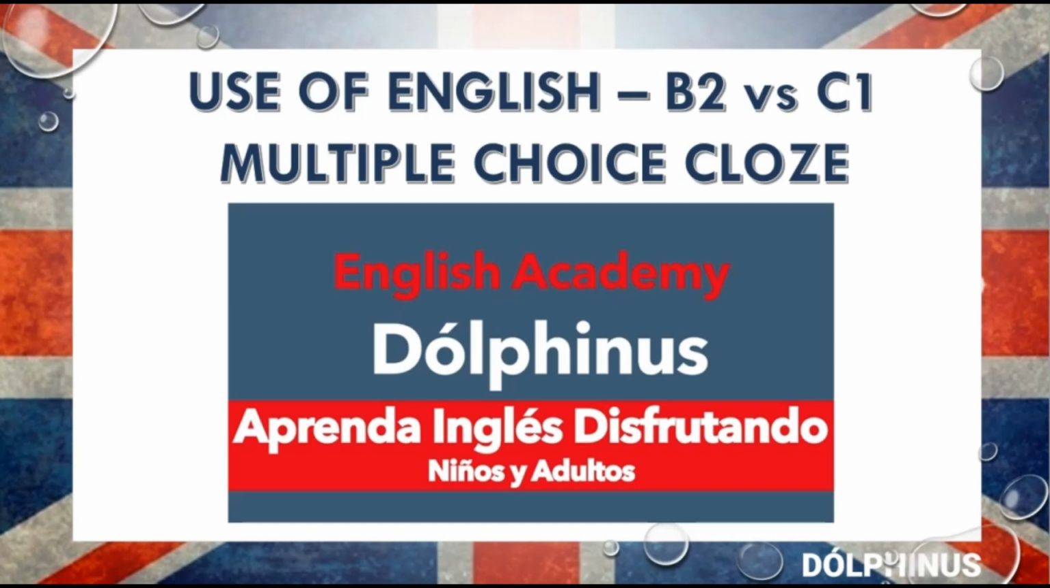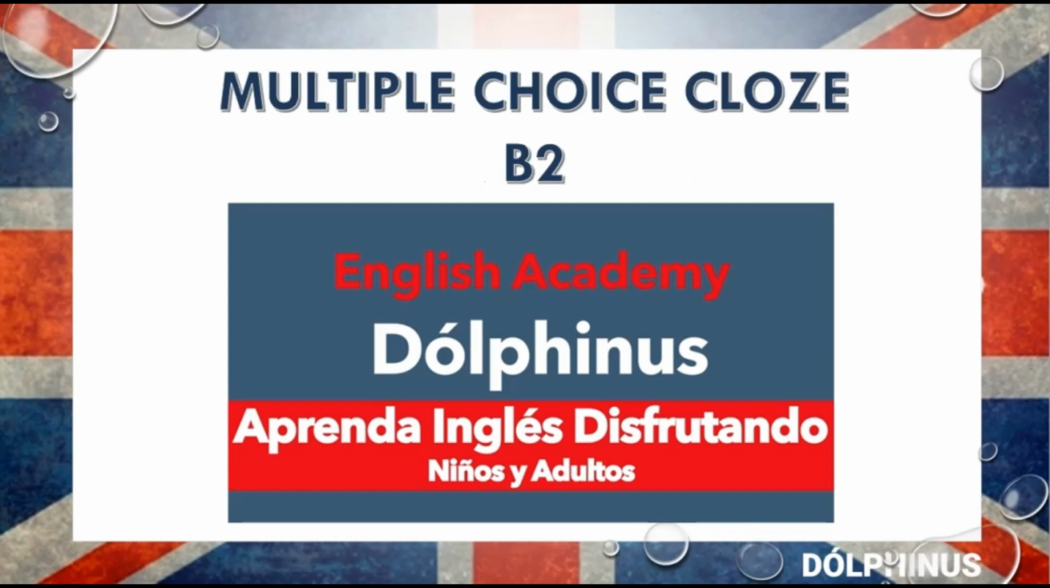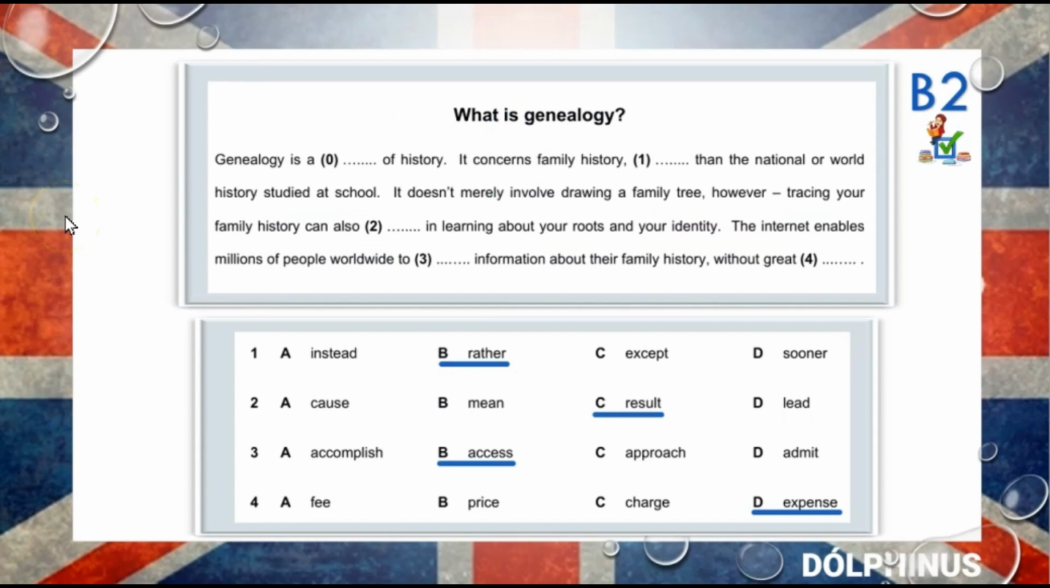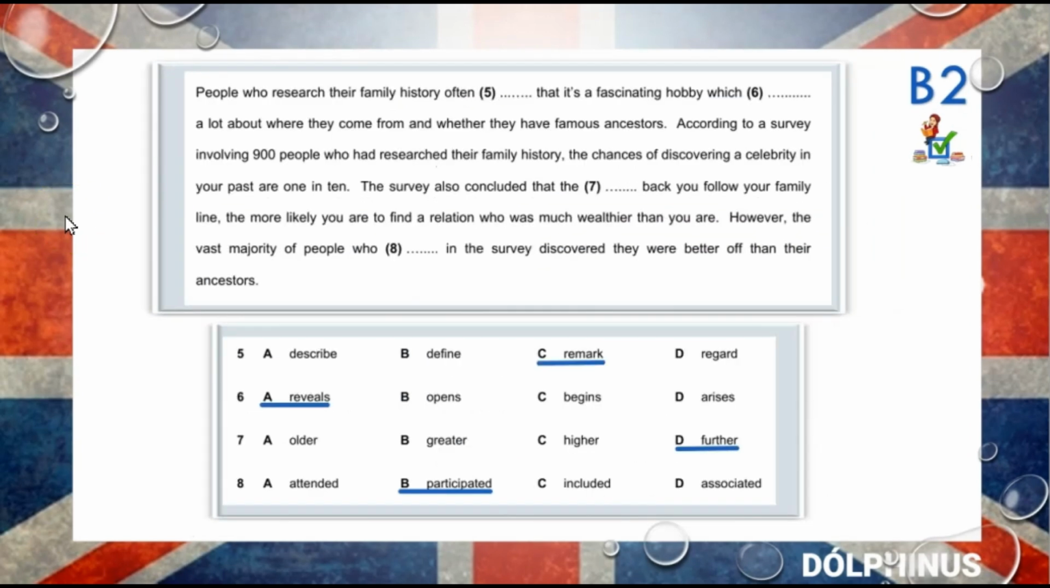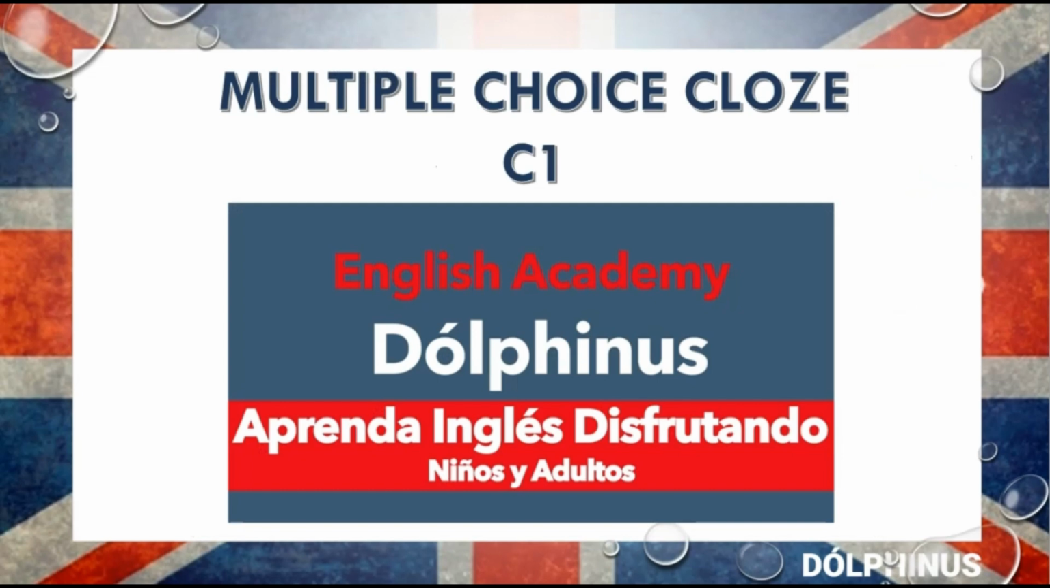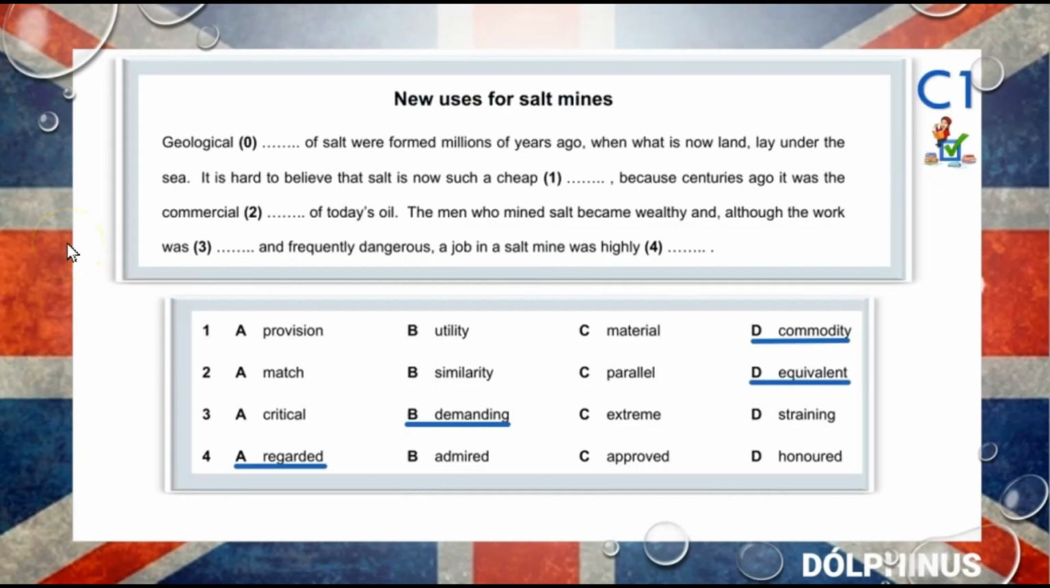The intention of this video is to compare B2 and C1, use of English, part 1, multiple choice cloze. The best way to explain it is using real exams provided by Cambridge's official website, including its answers. B2 offers certificate: What is genealogy? C1 or advanced: New uses for salt mines.